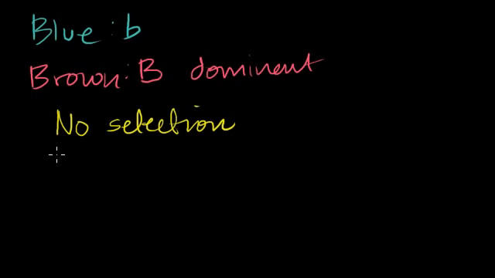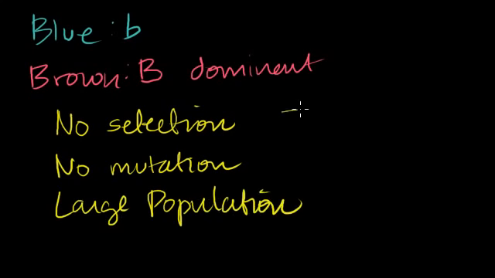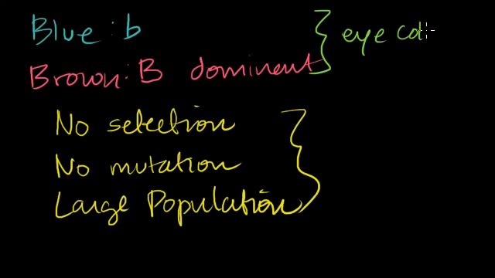And I'm also going to assume that there's no mutations. So for whatever reason, a chromosome that has a blue allele can't randomly turn to a brown or vice versa, or turn into a third color. And I'm also going to assume that I have a large population. The reason why I'm making all of these assumptions is because I essentially want to have a stable gene pool, at least relative to this gene. Relative to the eye color gene, I want to be stable. I want to have a stable allele frequency.